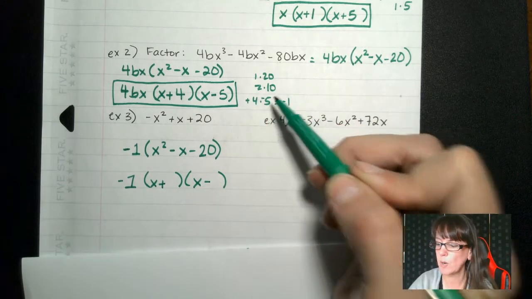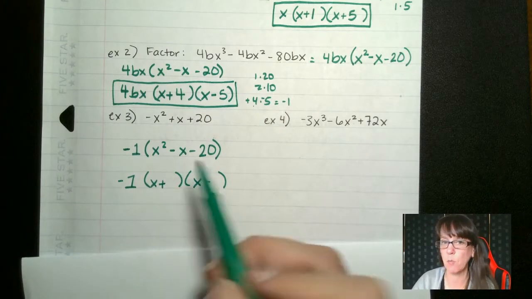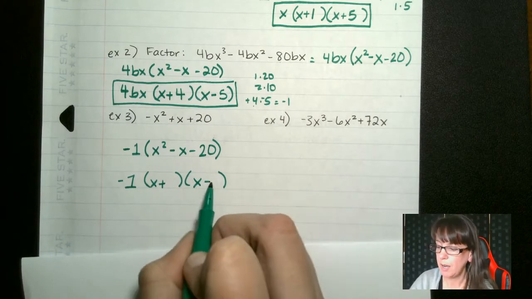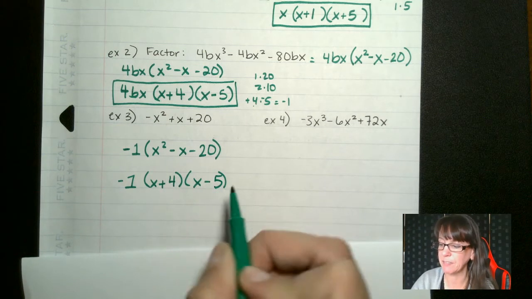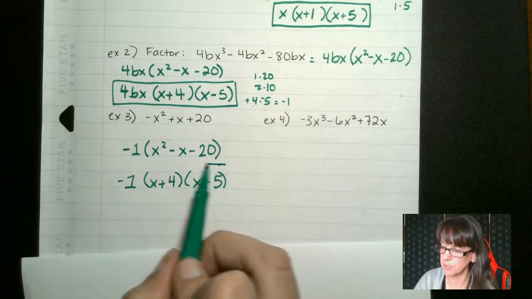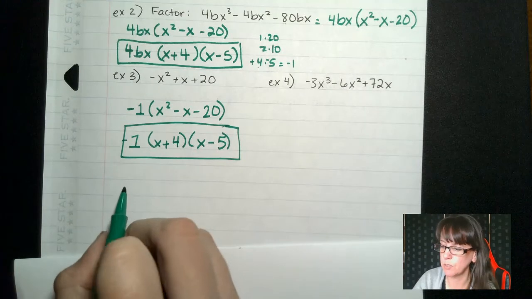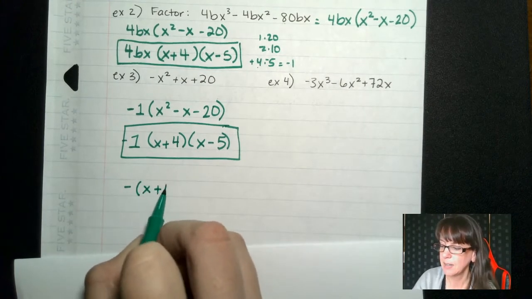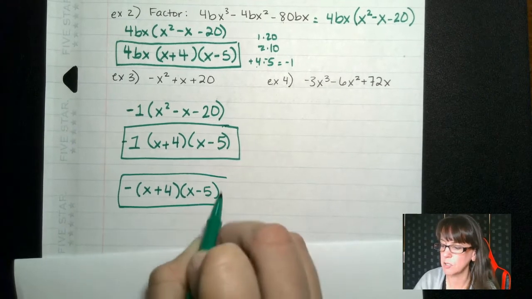Again, factors of 20 here. I need a positive and a negative that gives me negative 1. So if I do positive 4, negative 5, that added together will give me that negative 1. So there's our solution. I wrote a negative 1 in the front here. Typically you don't. You want to write it like this. But if you need to put that 1 there, that's totally fine. So there you go. That's how it should look.